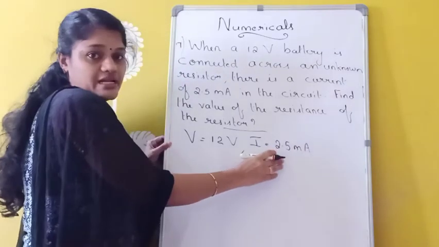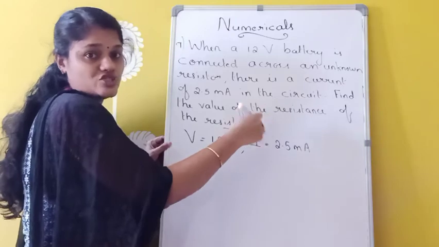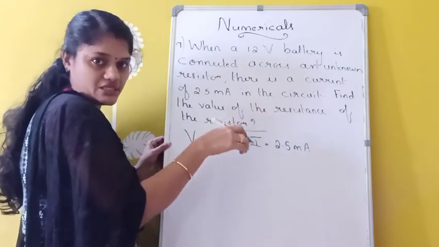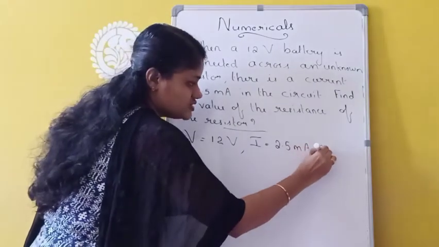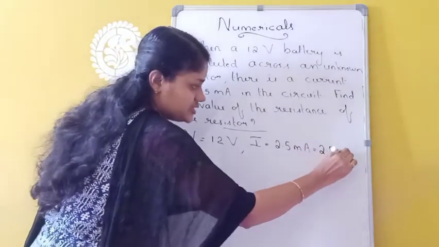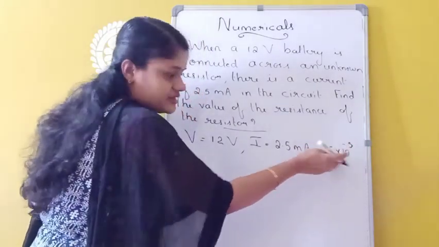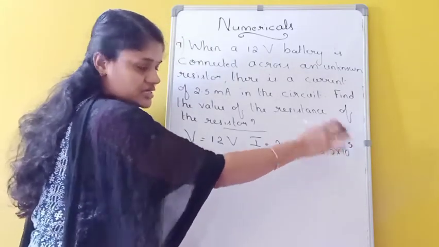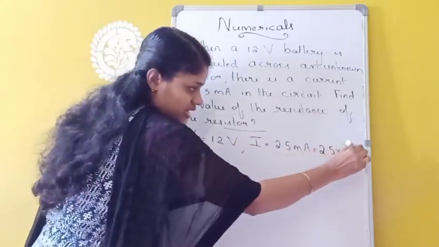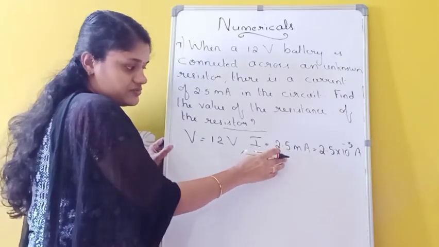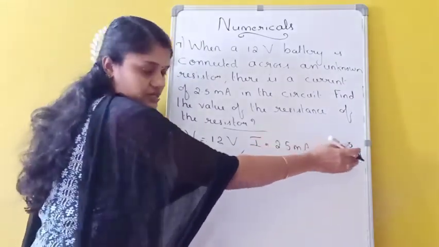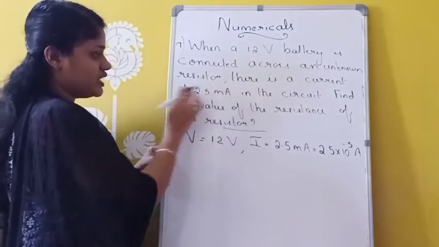And how will you convert milliampere into ampere? Into 10 raised to minus 3. That means dividing by 1000, or you can multiply by 10 raised to minus 3. That means we can write 2.5 into 10 raised to minus 3 ampere, because ampere is the SI unit of current. So we have to convert all other units into which one? Ampere.